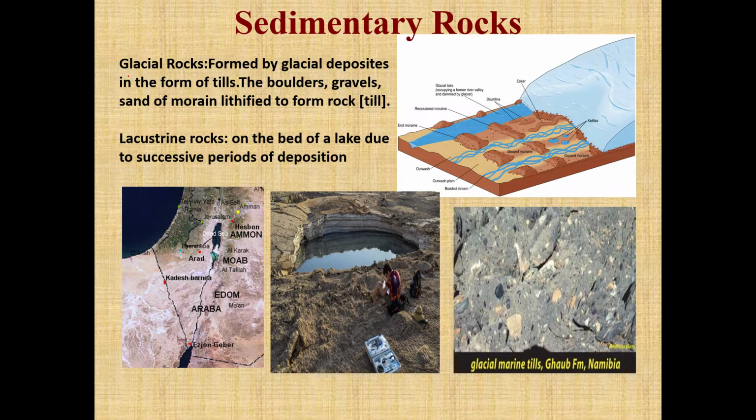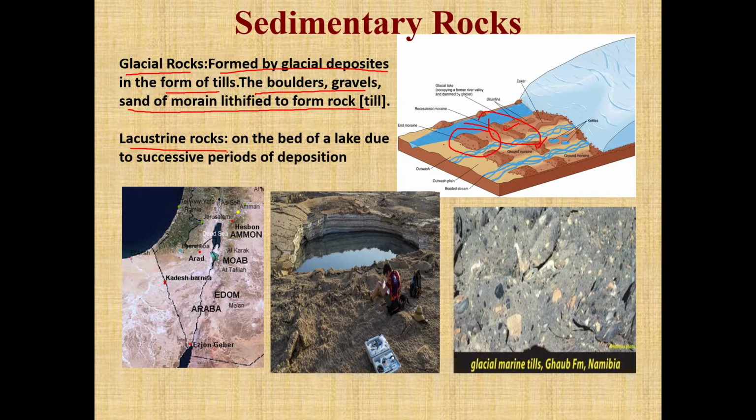Glacial rocks are formed by glacial deposits in the form of tills. You can see the tills over here: the boulders, gravel, and sand of moraine lithified to form till or rock. The glacier was up to here, and it was under the glacier, but when the glacier retreated because of high temperature, it left behind these tills over here.